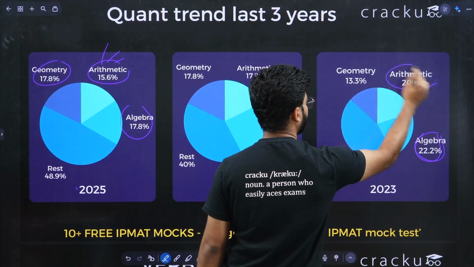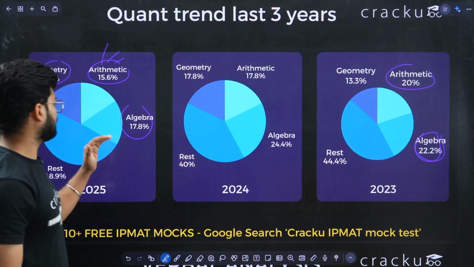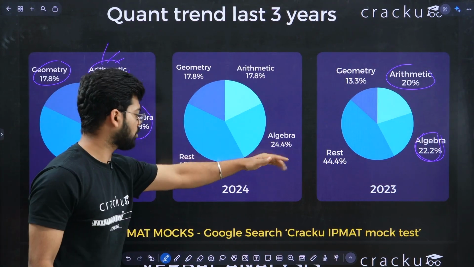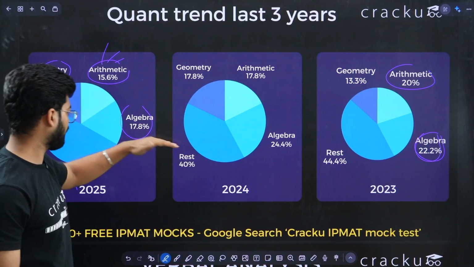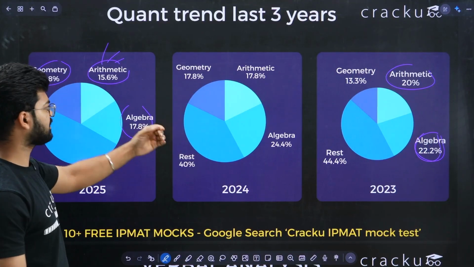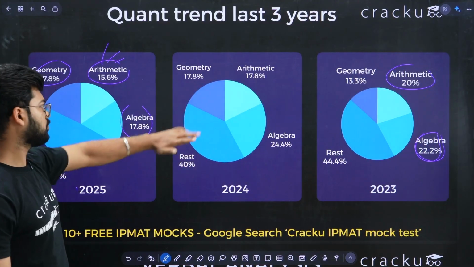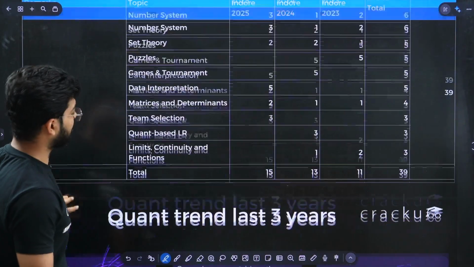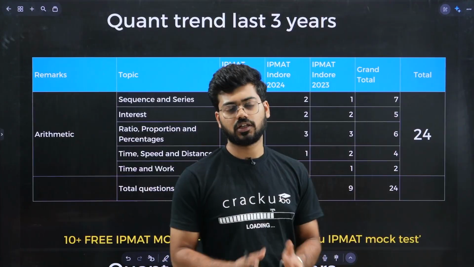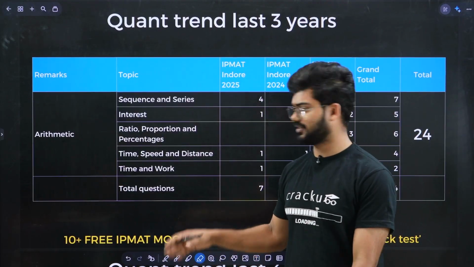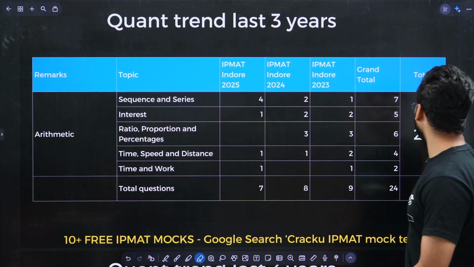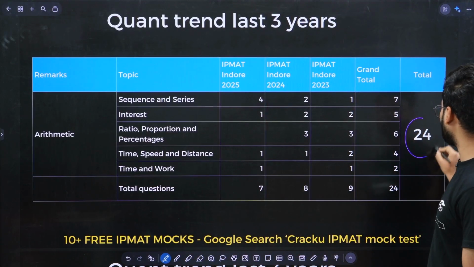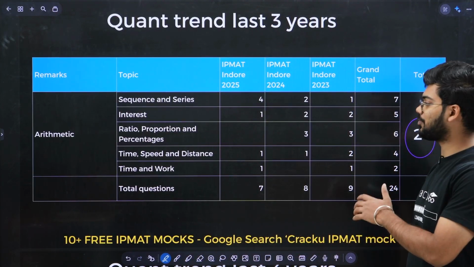Algebra, arithmetic, and geometry. If we see their weightage, they are not fluctuating much. From 2024 to 2025, the weightage of algebra slightly reduced, but all in all, those three are a must do. Okay, now coming back in detail. If we see arithmetic first, arithmetic in total came to 24 questions, right? Over the last 3 years, all in all, 24 questions came just from arithmetic.